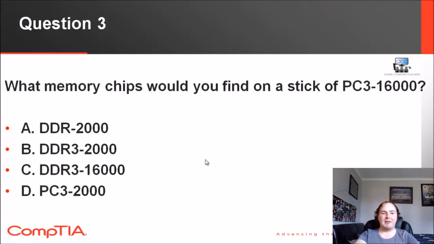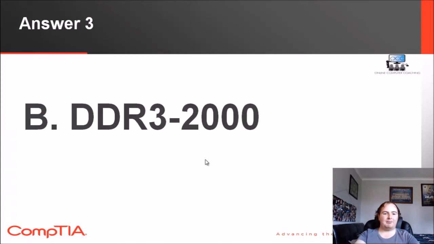Question 3, what memory chips would you find on a stick of PC3-16000? So we've got DDR2-2000, DDR3-2000, DDR3-16000, and we've got PC3-2000. So there's an 8-to-1 rule here, which may give you the answer, where everything, not including SD-RAM, is 8 times the amount of what shows up on the stick. So that will leave us with B, DDR3-2000.